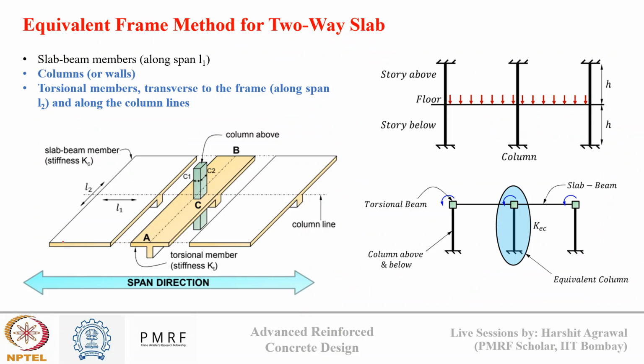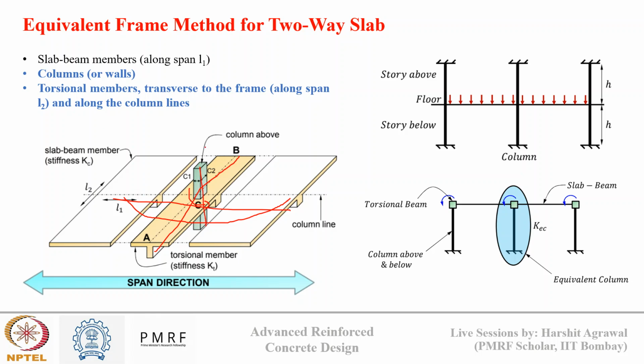Now let's see what different components are present in an equivalent frame. In the figure we can see we have a slab beam member, which is present in the longitudinal direction along the span length of L1. Then there is a transverse beam which is present along the span length of L2. If we are calculating the moment along this length, this moment will act as a torsional moment for this transverse beam. And there is also a column. So there are three critical members present in the equivalent frame.